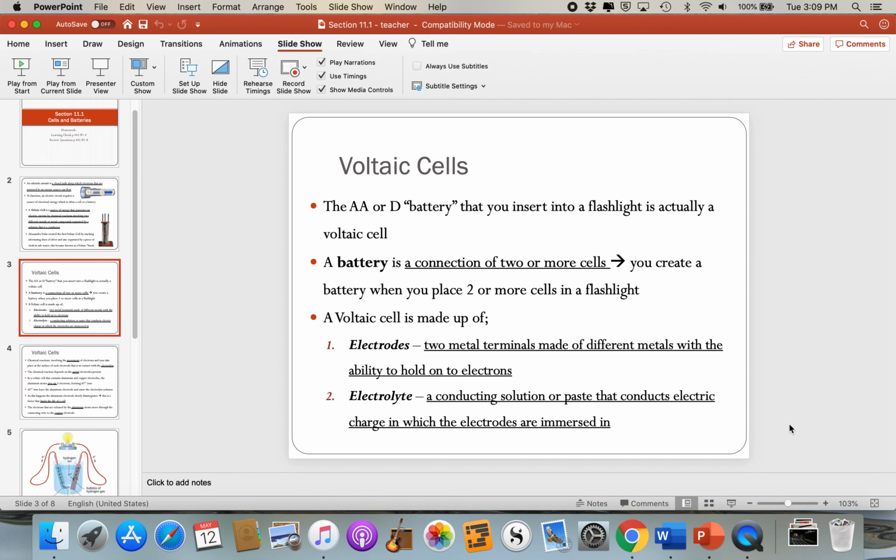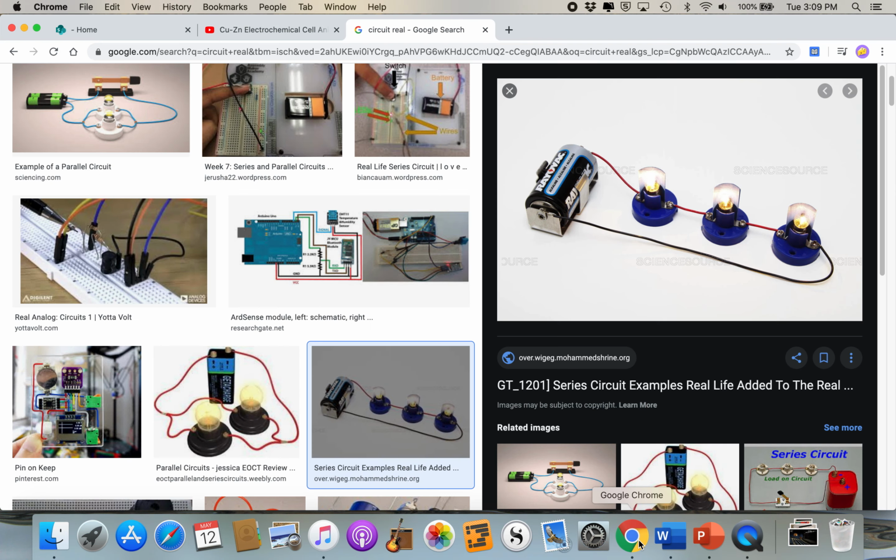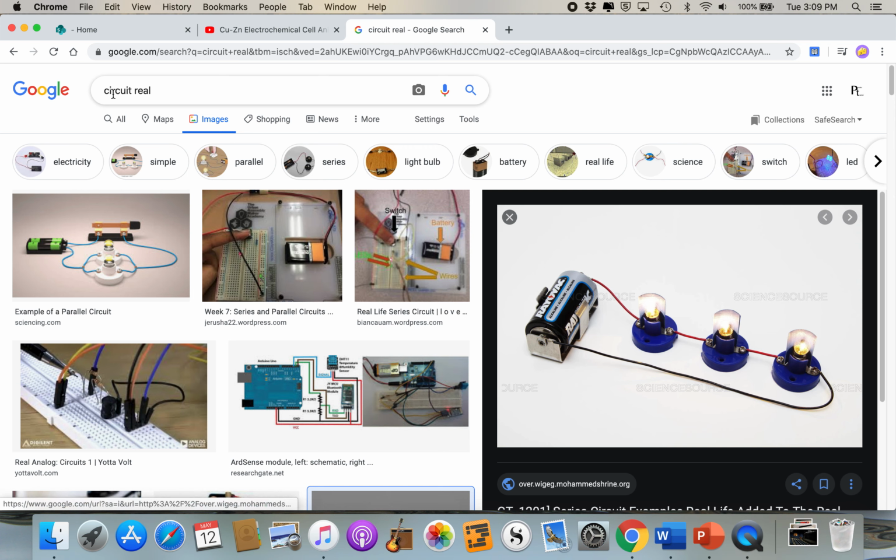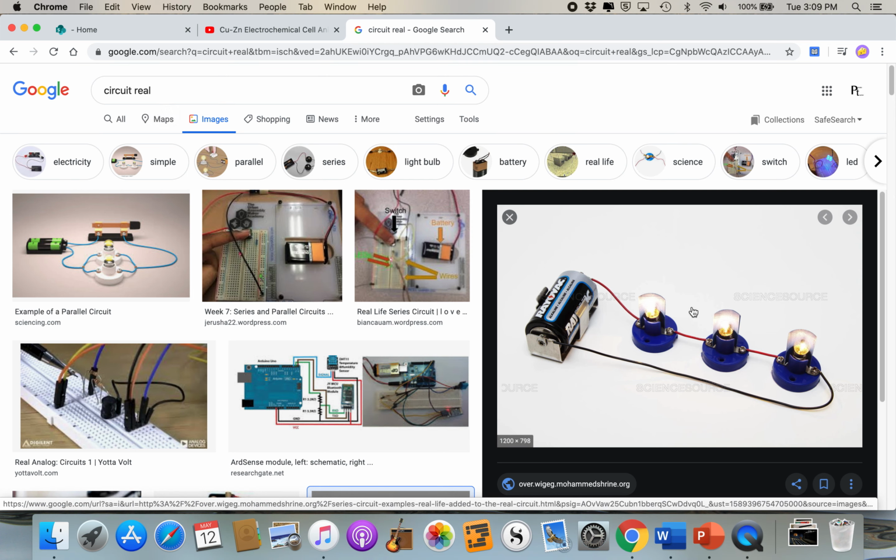There are more specific cells, but I did want to show you one thing. Just a little picture here. This is me literally just searching for circuit. I wrote real because I wanted a real picture. But you know, a battery connected to these light bulbs, right? This is pretty much what a circuit is.